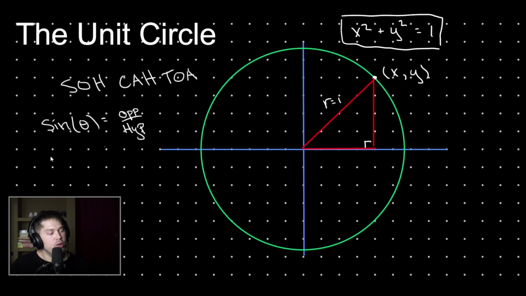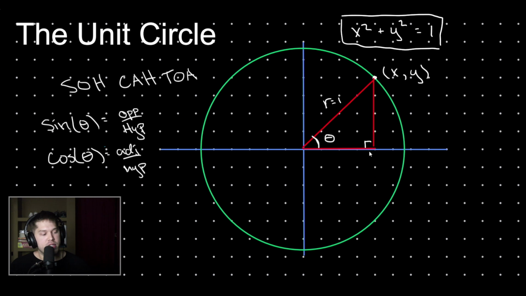And it tells us that the cosine of some angle theta is equal to the adjacent side of the triangle relative to theta over the hypotenuse. And it tells us that the tangent of theta is equal to the opposite side over the adjacent side. Looking back over here to our triangle we have highlighted, this angle is theta.